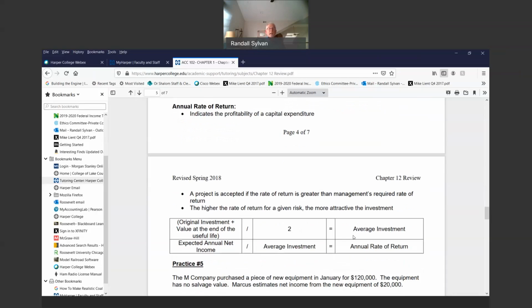Then you look at the expected annual net income. Remember, that's net income now, not just cash flow. So you may have some depreciation that you have to include in that calculation, and maybe some other expenses. Divided by your average investment gives you your annual rate of return. I think it's important to understand that formula as well.